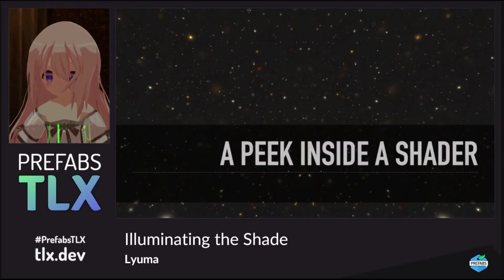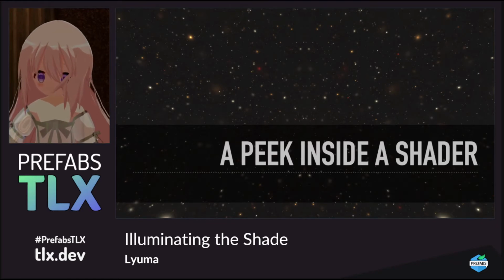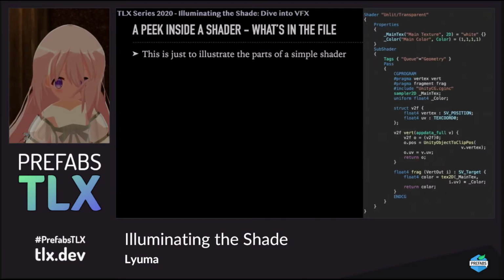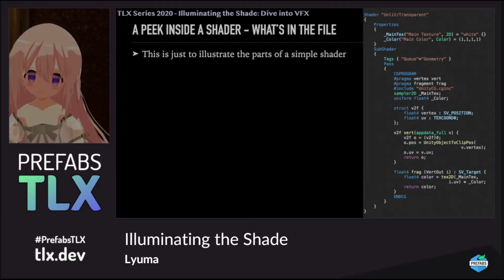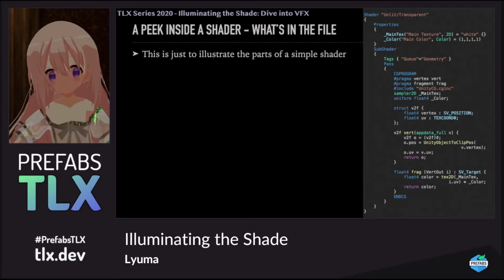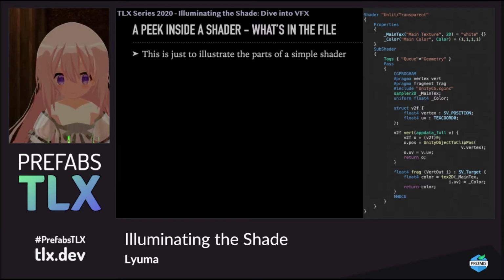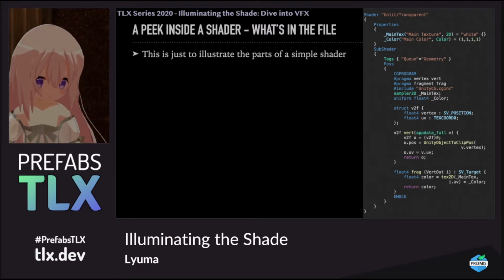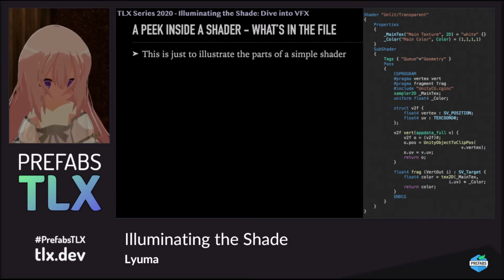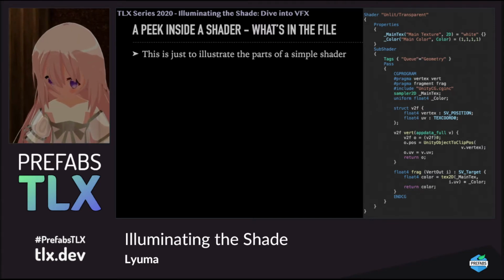So what does a shader actually look like? I don't know if you've ever double-clicked a shader file, but if you have, you've probably seen something kind of like this. If you have Visual Studio Code installed, which I highly recommend, or any other favorite coding tool that's not Notepad. So what's actually going on here?